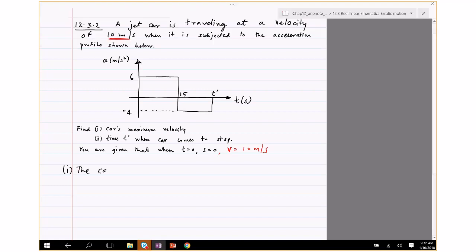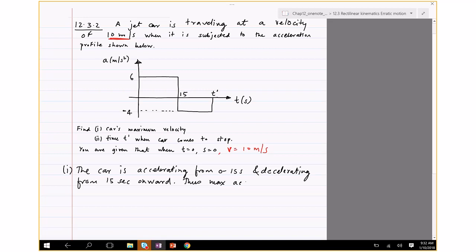So the car is accelerating from 0 to 15 seconds and decelerating from 15 seconds onwards. Thus, max velocity will occur at time t equals 15 seconds.